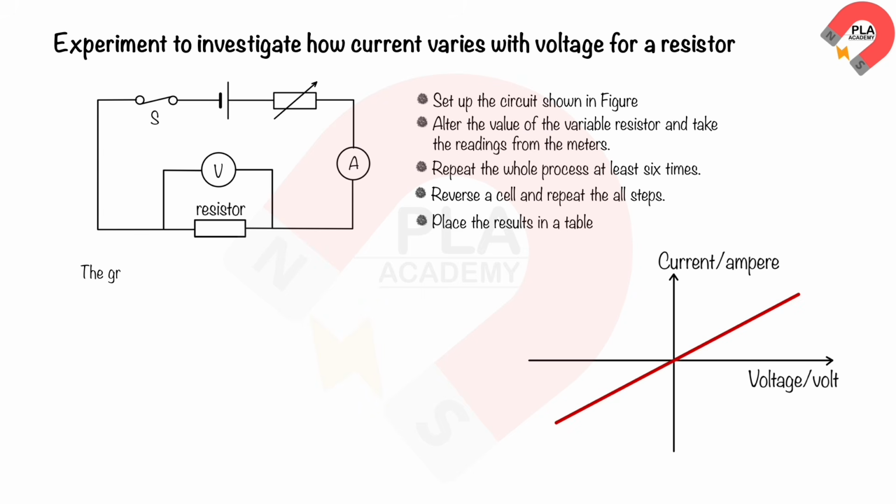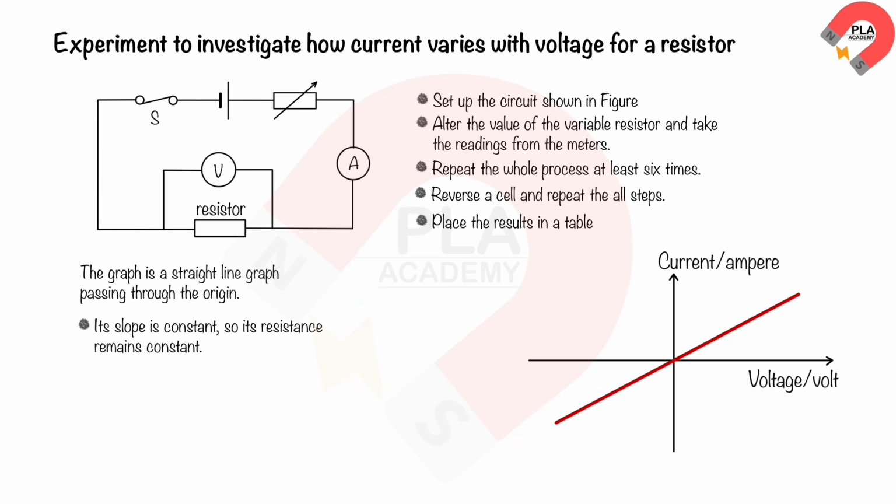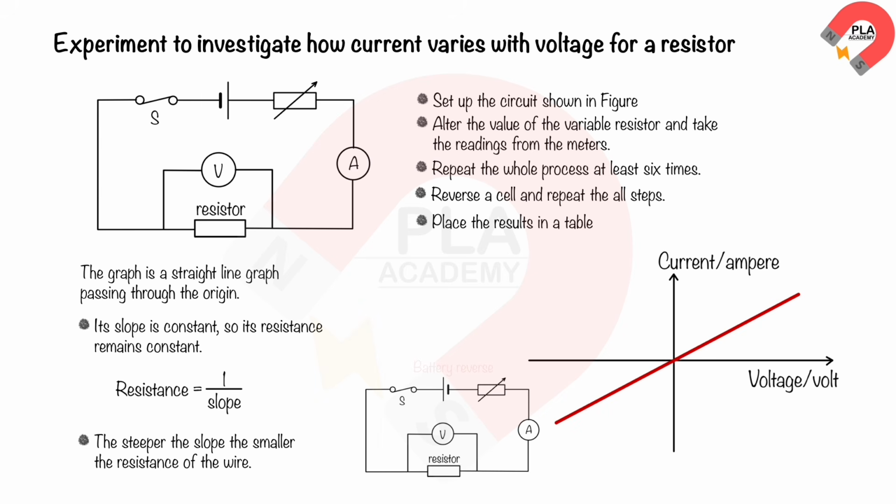The graph is a straight line passing through the origin. It has a constant slope, so the resistance of this resistor does not change. Therefore, the resistance of a resistor is 1 over the slope. The steeper the slope, the smaller the resistance of the resistor. This side of the graph comes from the results that we reverse the battery.